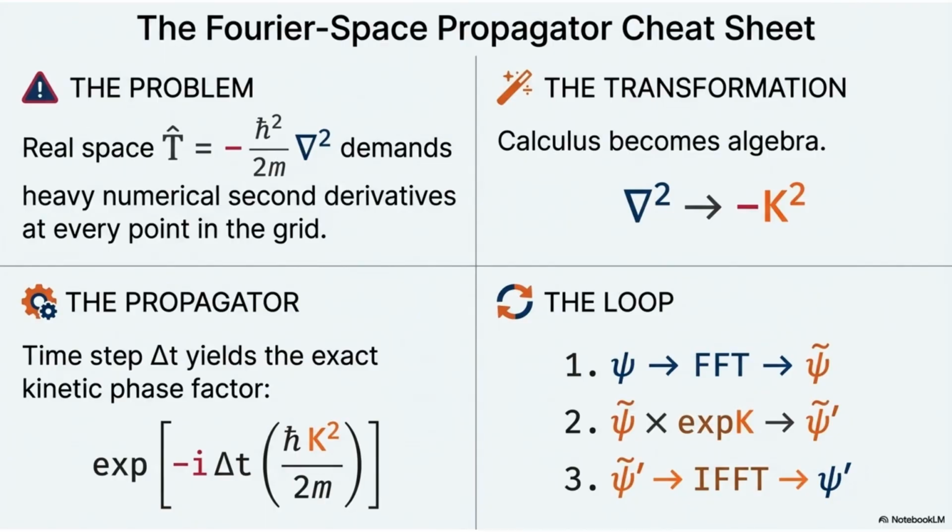This cheat sheet summarizes the problem of heavy derivatives in real space, the Fourier transformation where calculus becomes algebra, the resulting kinetic propagator, and the three-step numerical loop.